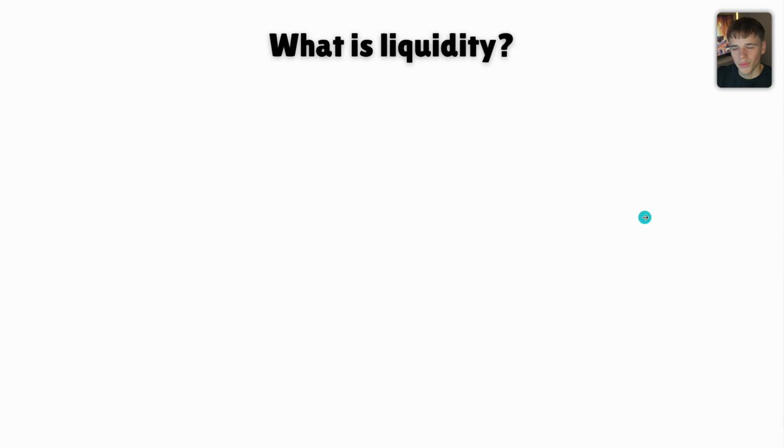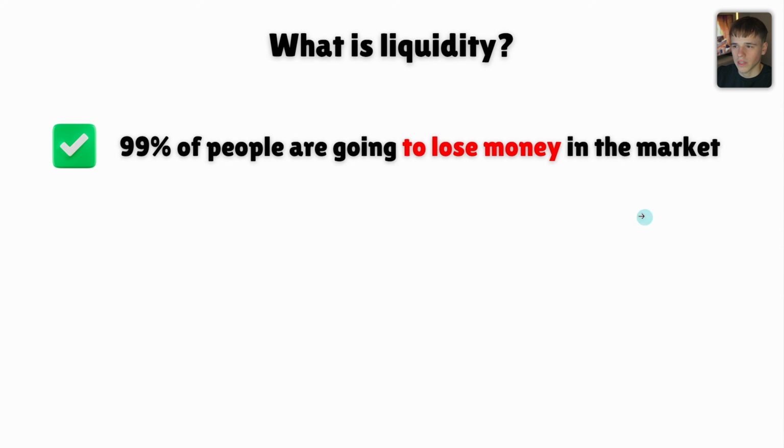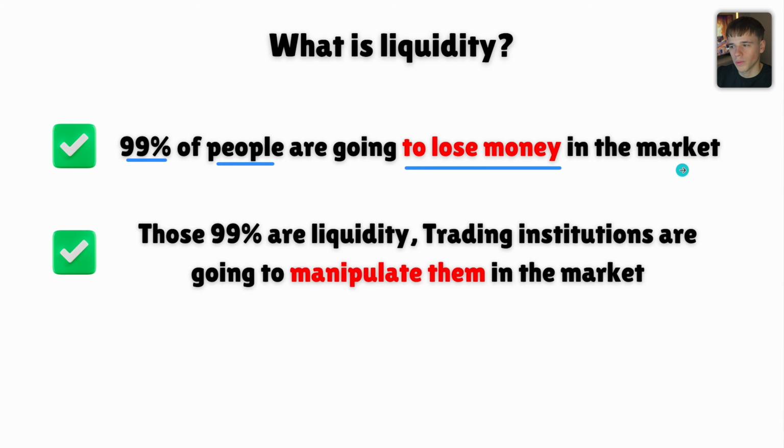The first big question of this video: what is liquidity? First, we need to know that 99% of people are going to lose money in the market. Why is that important? Because those 99% of people are liquidity. Trading institutions, banks, those big boys trading with billions of dollars, are going to manipulate them in the market. They are going to take 99% of retail traders, basically me and you, manipulate them and just take their money.